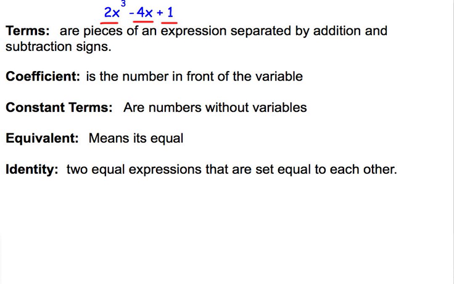A coefficient is the number in front of the variable. So the coefficient of x cubed would be 2. And the coefficient of x would be negative 4 because it takes the sign in front of that number. Constant terms are numbers without variables, so the positive 1, because it takes the sign in front of it, would be a constant term. You hear the word equivalent, it means it's equal to the same amount. And an identity is 2 equal expressions that are set equal to each other.